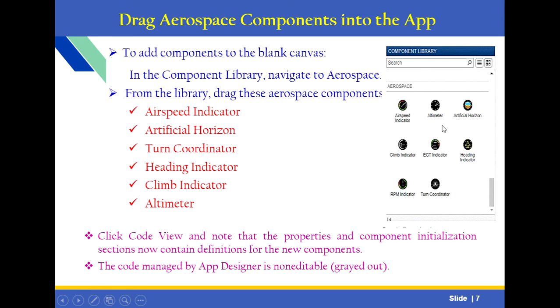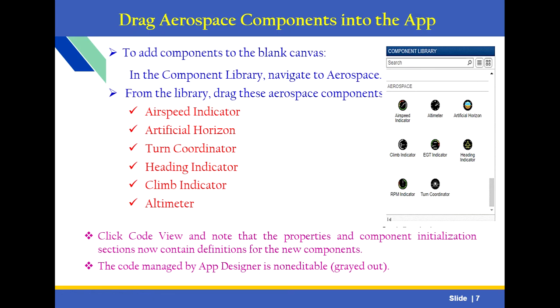To add the components to the blank canvas, in the component library, navigate to Aerospace. The library has an airspeed indicator, artificial horizon, EGT indicator, climb indicator, heading indicator, RPM indicator, and so on. Then click Code View. Here Code View and Design View options are available. Note that the properties and component initialization sections now contain definitions for the new components. The code managed by App Designer is non-editable.